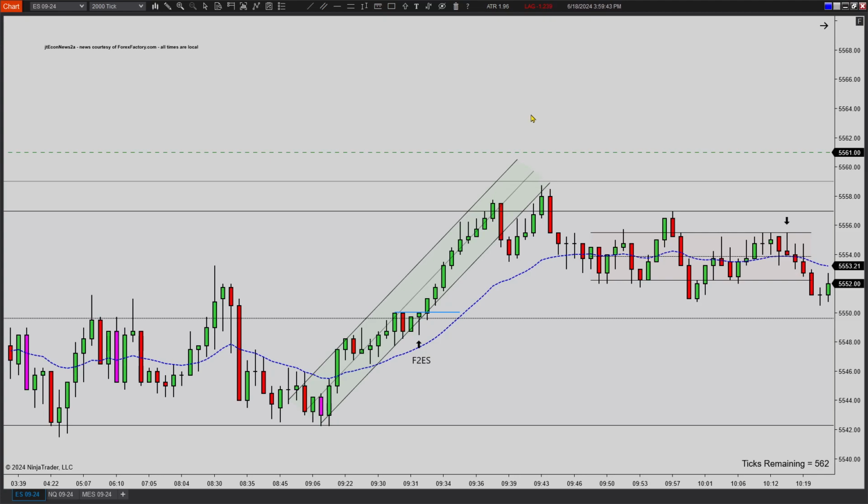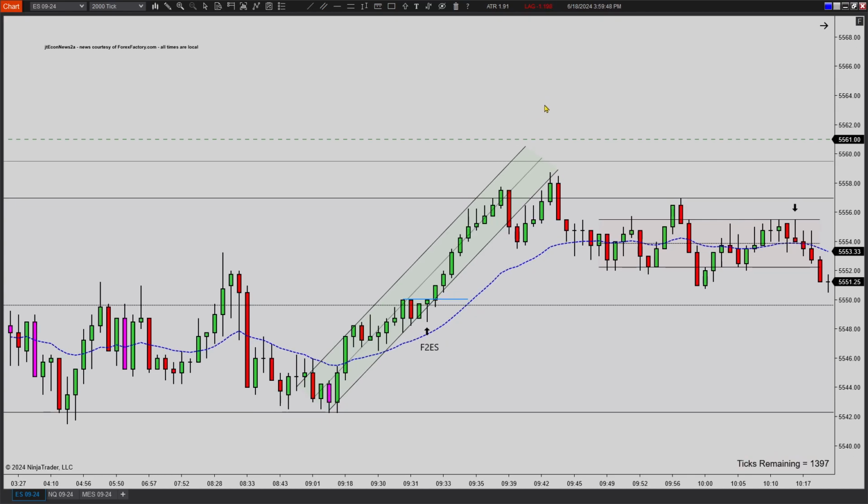This will be our chart lesson for today of the ES futures on the 2000 Tick Chart. Hope you guys are doing well. Thank you so much for tuning in.